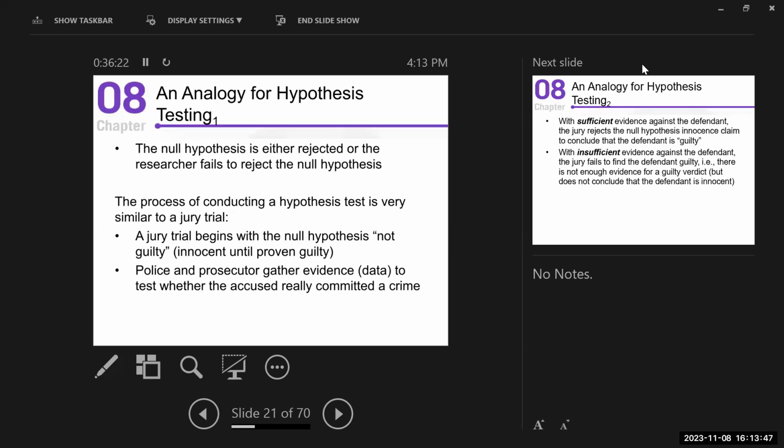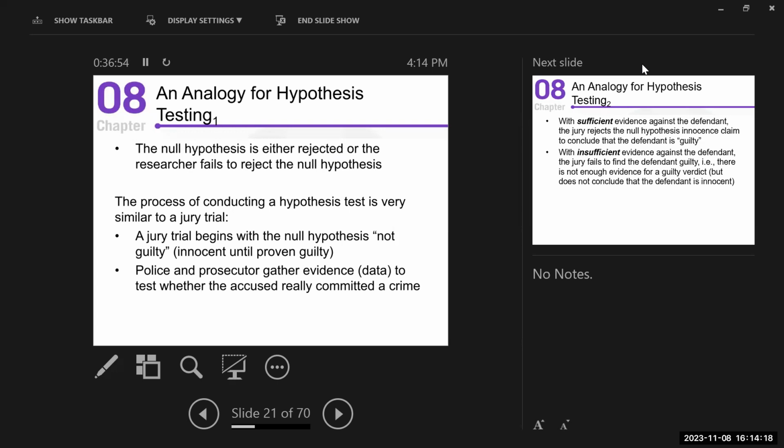Let me finish an analogy, and then we're out. Since the null hypothesis is either rejected or the researcher fails to reject the null hypothesis, think about a jury trial. A jury trial begins with the null hypothesis: innocent until proven guilty. So the H null is innocence.